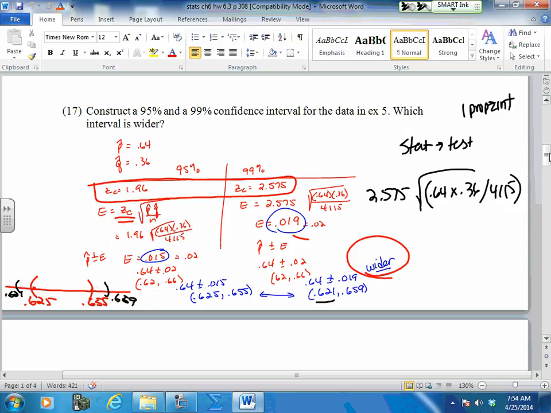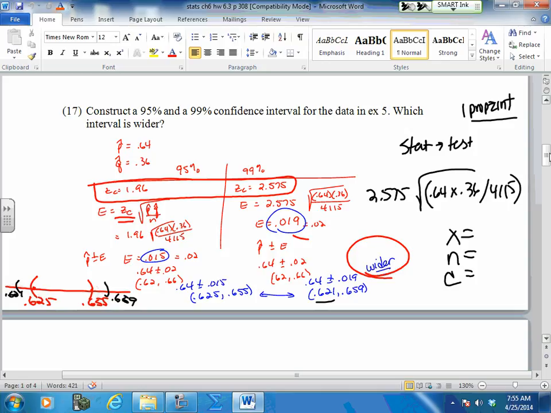Now, if you do this in your calculator, 1 proportion z interval. You have 1 proportion only, you're using a ZC, and you're creating an interval, not a test. If you happen to see that tail with the less than, greater than, not equal to, you know you're in the wrong one. All this is going to ask for is an X, an N, and a C. That's all you really know about this.